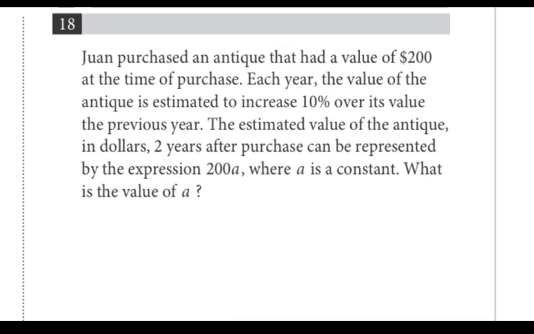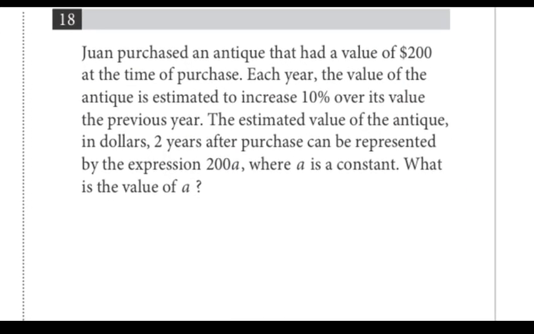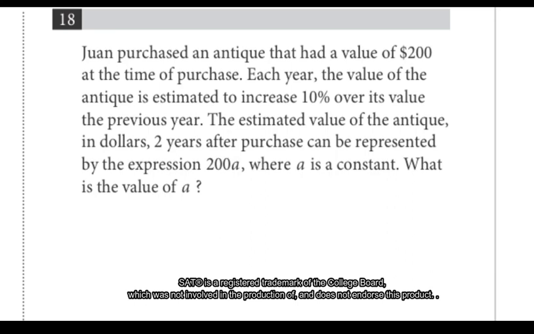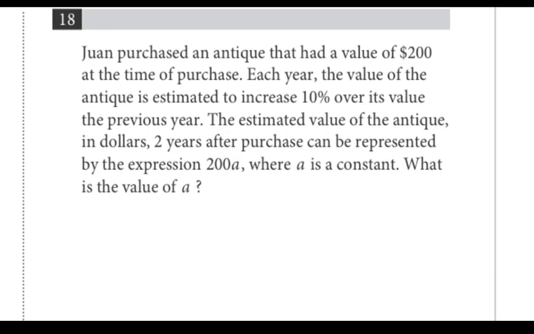18, another long story here with percentages. Juan purchased an antique that had a value of $200 at the time of purchase. Each year, the value of the antique is estimated to increase 10% over its value previous year. The estimated value of the antique in dollars 2 years after purchase can be represented by the expression 200A, where A is a constant. What is the value of A? Okay, so we're starting off, Juan is starting off with $200 at the time of purchase.